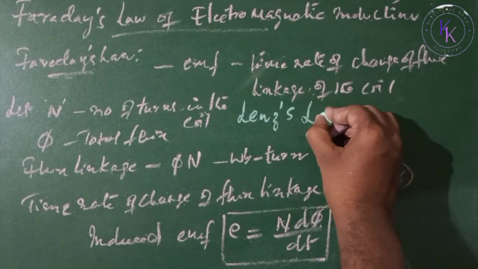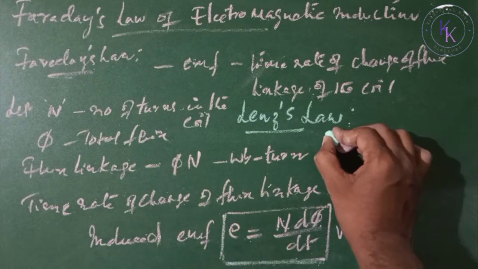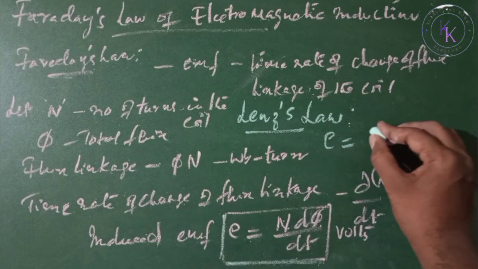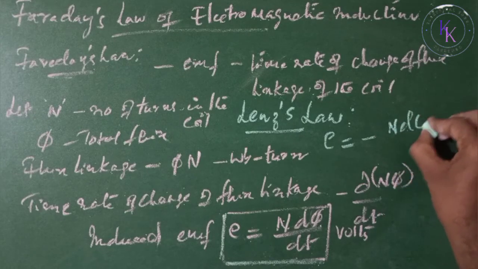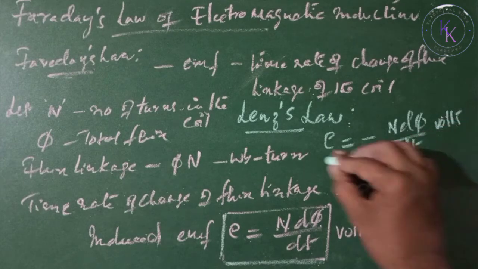Lenz's law. Lenz's law states that the direction of electromagnetically induced EMF is such as to oppose the very cause which produced it. The direction is opposing the cause, so the EMF, E equals minus N d phi by dt volts.